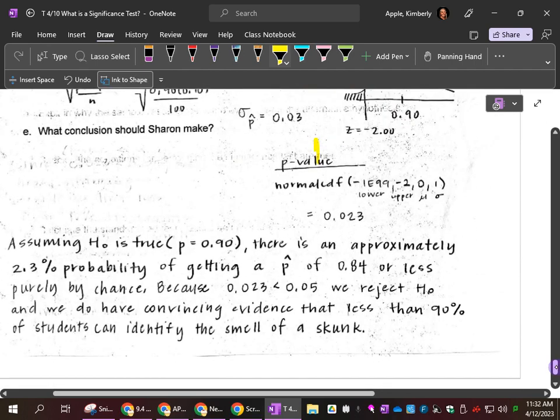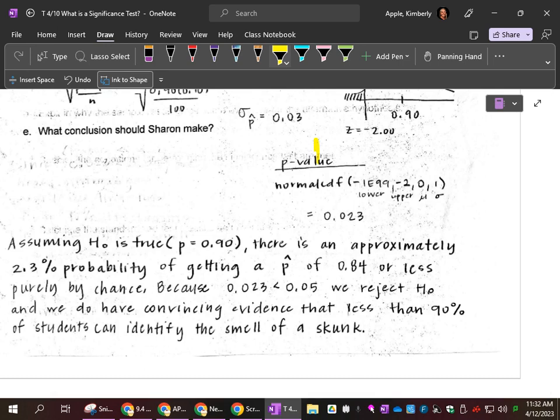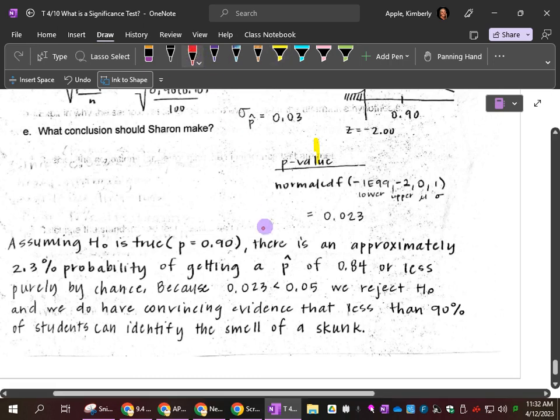All of my lovers of table A, feel free to continue using it. I'm not one of those. I hate table A. I prefer the calculator. So there's the calculation of my p-value. So this p-value, we will need to explicitly say that the p-value is 0.023.